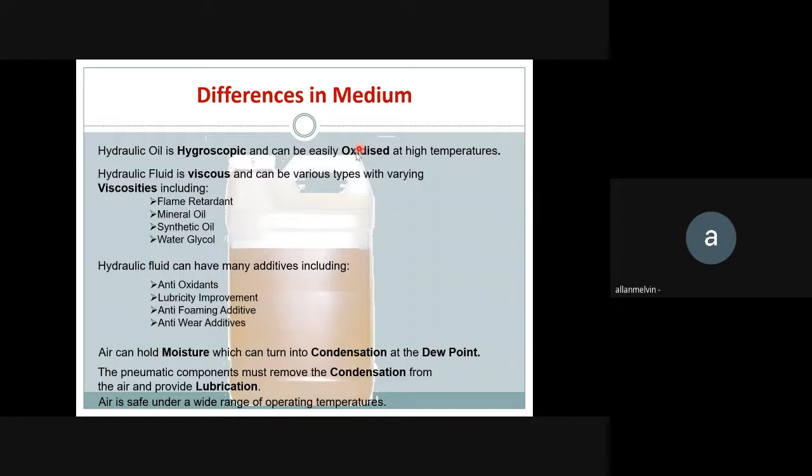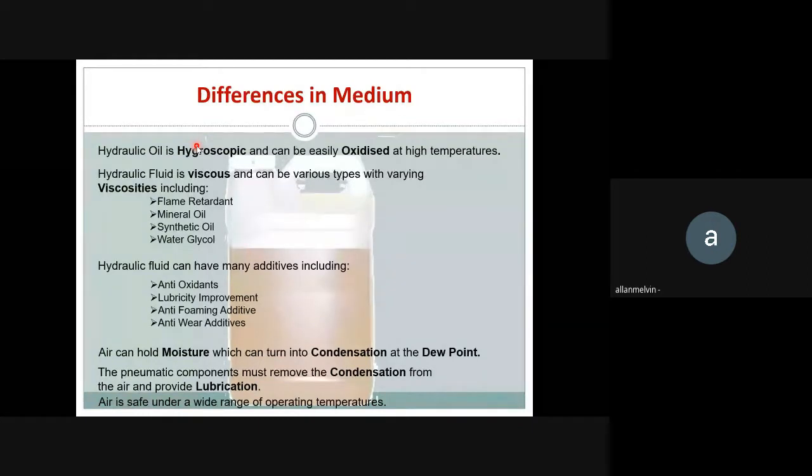So if it is oxidized, what will happen? It will have a tendency to form water vapor. If you have oil as well as water inside your system, corrosion will happen, cavitation will happen, so many things will happen. So you need to be very careful when you use a hydraulic system because oxidation can happen. Hydraulic oil is hygroscopic. Hygroscopic means you have some chemical properties that can keep it viscous.